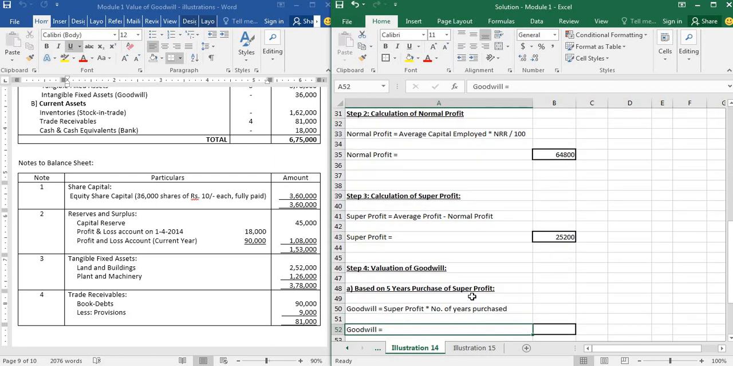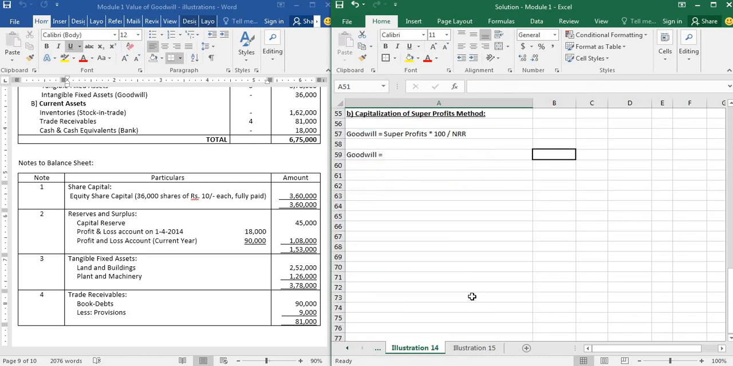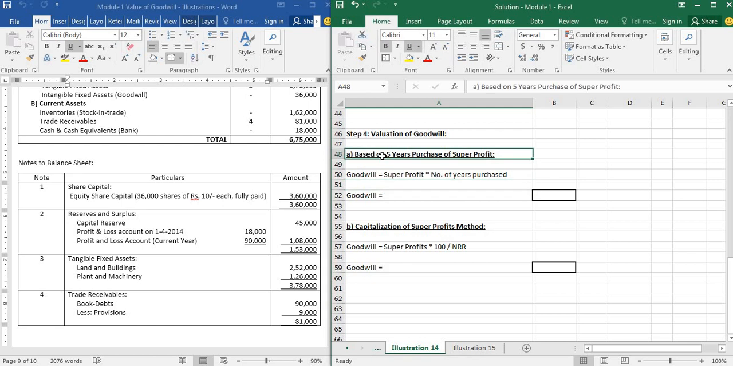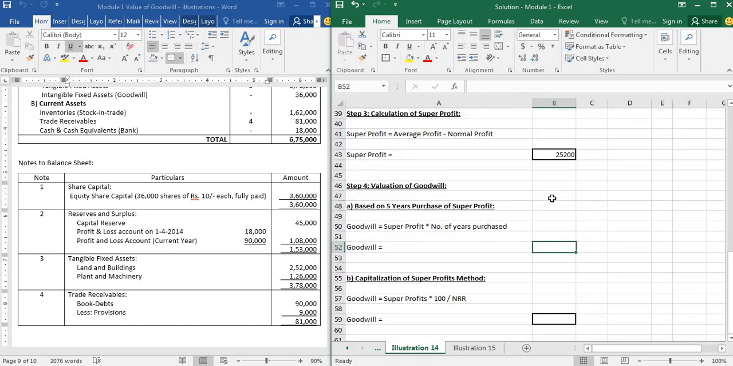Now that we are done with step 1 of calculating super profit, let us move on with the next part of the calculations, which is valuation of goodwill. This will be our step 4. So under valuation of goodwill, we have to evaluate goodwill using two methods. One is 5 years purchase of super profit, which is nothing but super profit into number of years purchased, which is 5 years.